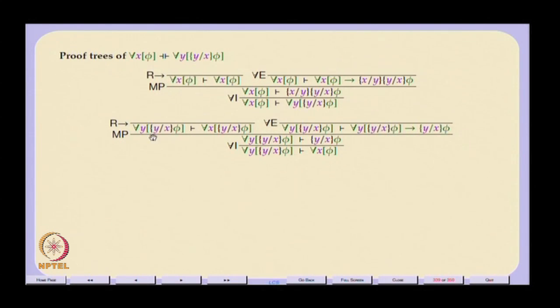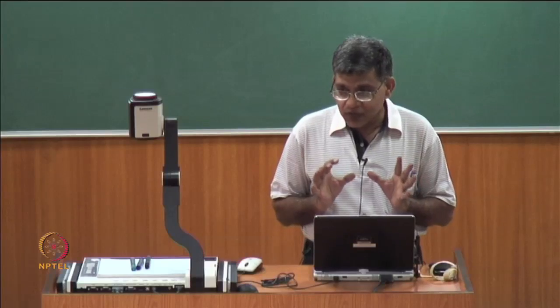Similarly, I can start with for all x y for x of phi, I get this, I also get for all x y for x of phi arrow y for x of phi, and then by modus ponens I get y for x of phi. Since y is arbitrary and it does not occur free anywhere in the assumptions, therefore I can generalize on that and I get for all x phi. See, some of these proofs are subtle, especially when you are looking at minimality, you have to look at these proofs in some subtle fashion.